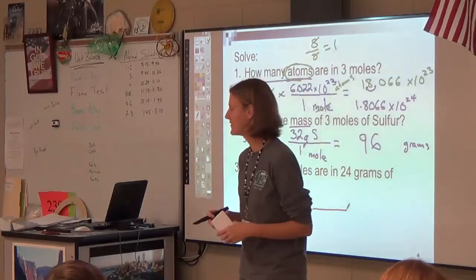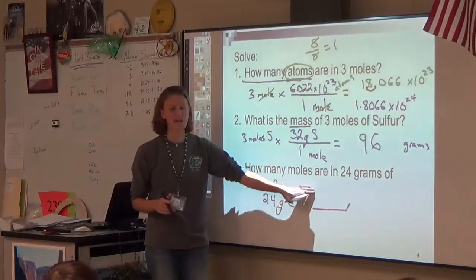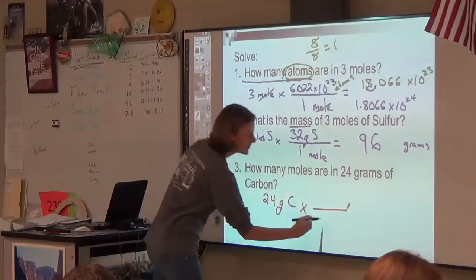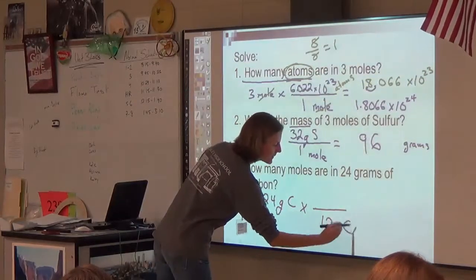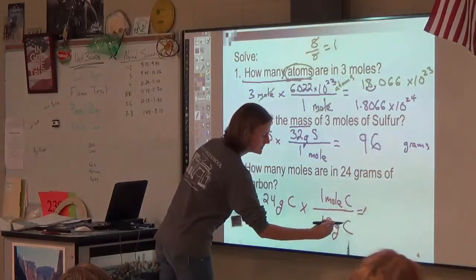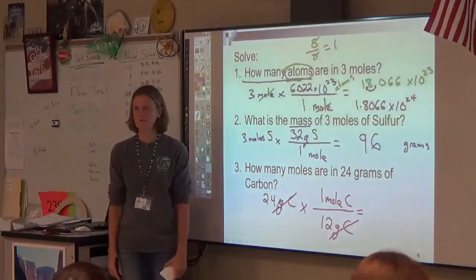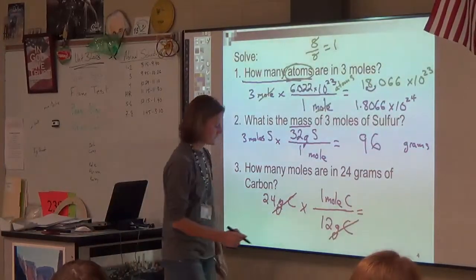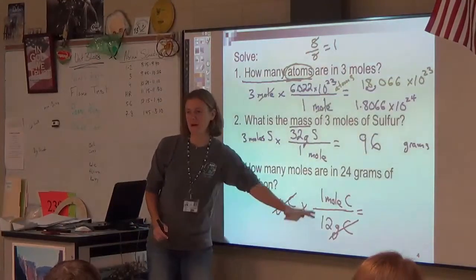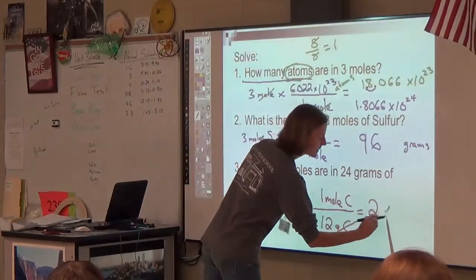12 grams. So which goes on the bottom? Moles or grams? Very good. You want to cancel out grams. So 12 grams of carbon on the bottom and one mole of carbon on the top. So these cancel, and what's your answer got to be? It's multiply the top, multiply the bottom, and divide. So two. Moles.